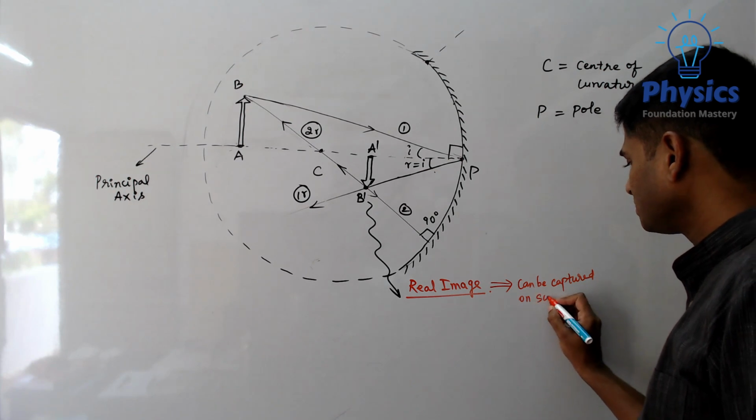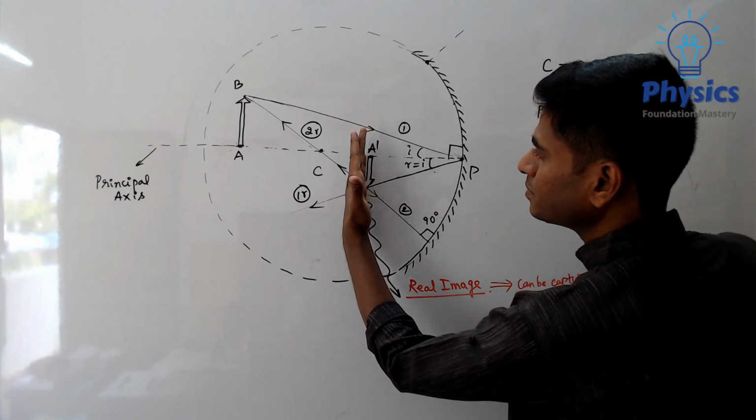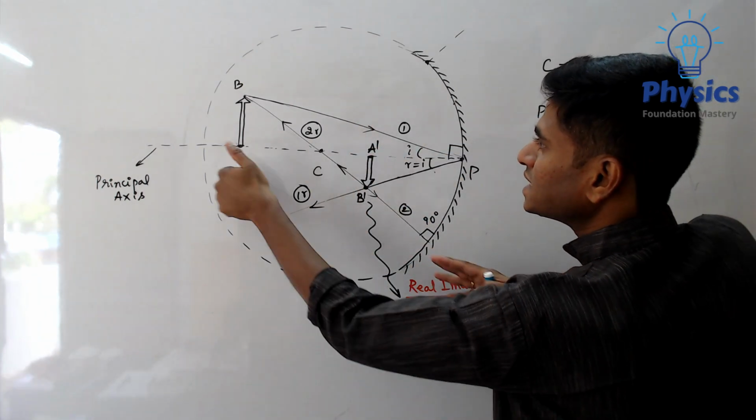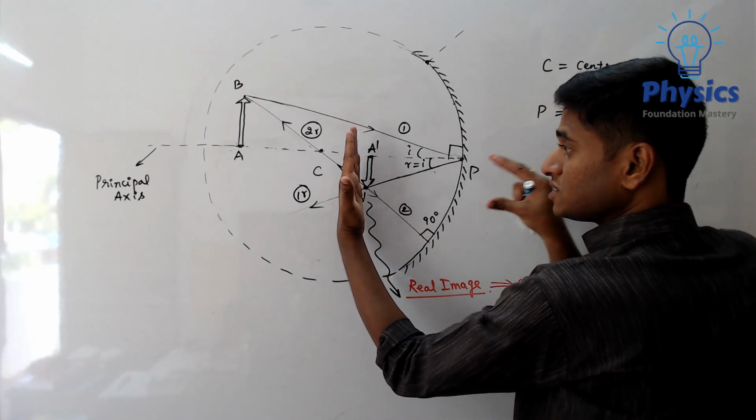Can be captured on screen. For example, if I place a white screen here, these rays meet here, so what happens is I can see AB here. Looking from my eye, it has to be here.